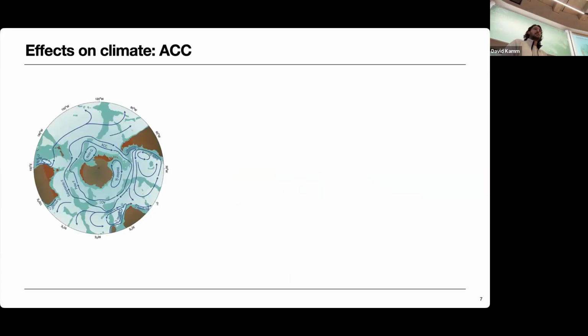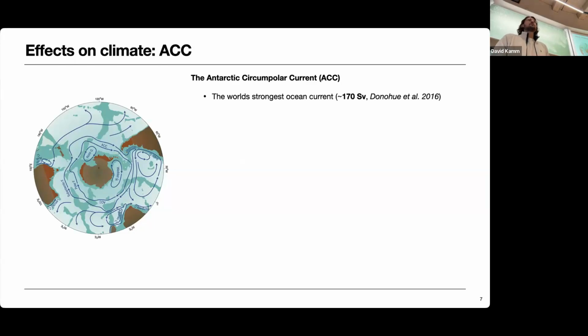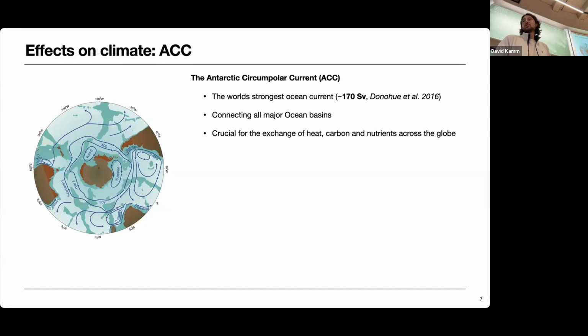And one effect is it has a strong effect on the ACC, the Antarctic Circumpolar Current, that we have introduced before. So the Antarctic Circumpolar Current, as I mentioned, is the world's strongest ocean current with 170 Sverdrup, so 170 million cubic meters per second. So that's a lot of water that is being moved. And the important part is also that it's connected to all major ocean basins, which makes it really crucial in the exchange of heat, carbon, nutrients, and basically any property across the globe. And this makes it really important to get the ACC right in our climate models.